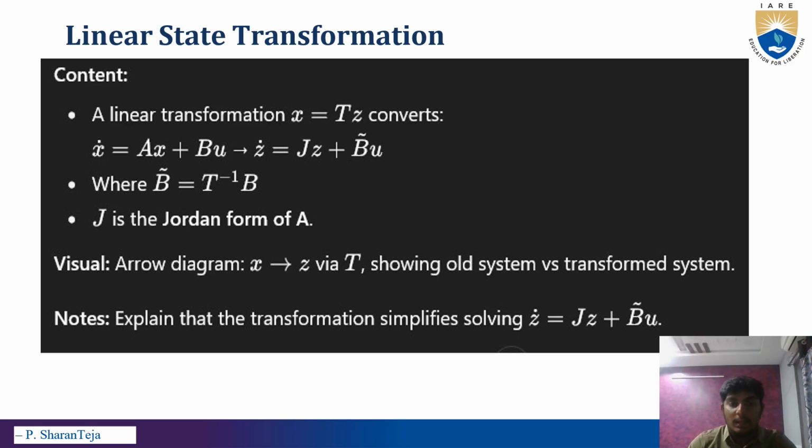We get Tż = Az + Bu, and ż = T⁻¹ATz + T⁻¹Bu. Now T⁻¹AT is equal to J, which means the Jordan form of A. So the transformed system becomes ż = Jz + Bu. This version is simpler to analyze, simulate or control because J is simpler, and it is block diagonal or nearly diagonal.